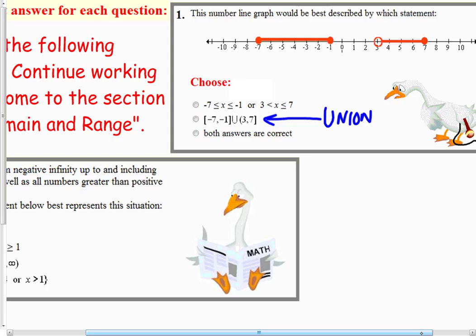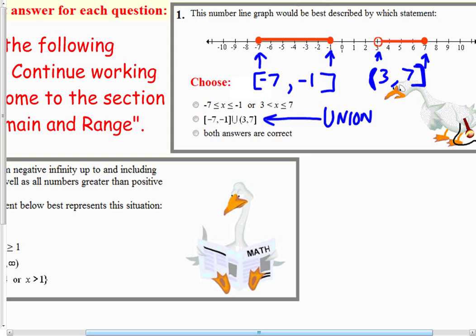What does this mean? Does this mean bracket or parentheses? That's going to be a bracket. What about this one? Bracket. What about that one? That's going to be parentheses. And this, we're going to have a bracket. What numbers do I have? I got a -7 and a -1. I've got a 3 and a 7. The parentheses tell me that 3 is not included. It's open.